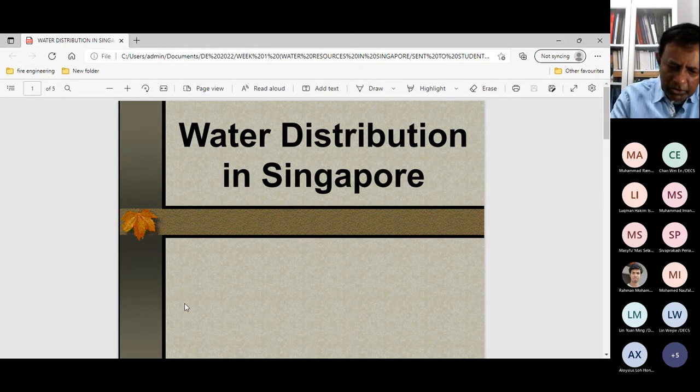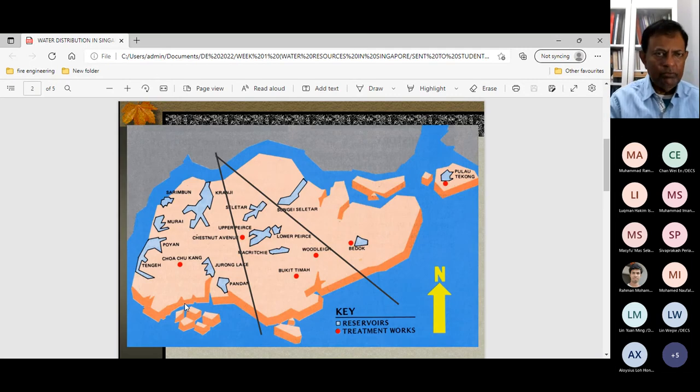When you look at the Singapore water supply, it is divided into three components: the eastern water supply, which is this one, the western water supply here, and the central supply in the middle. We normally have treatment plants in close proximity to the source. We have about five treatment plants, and the sixth treatment plant is in Pulau Tekong, which is completely separate.